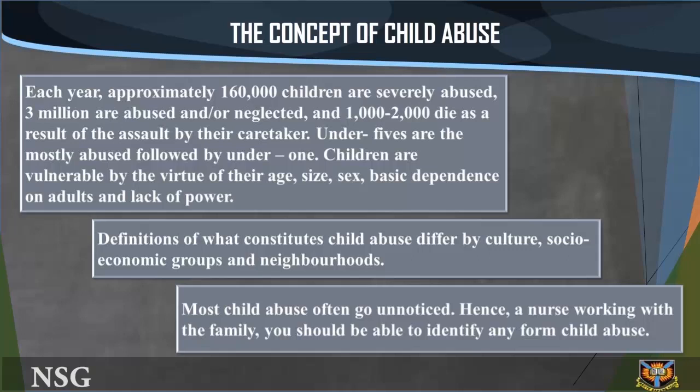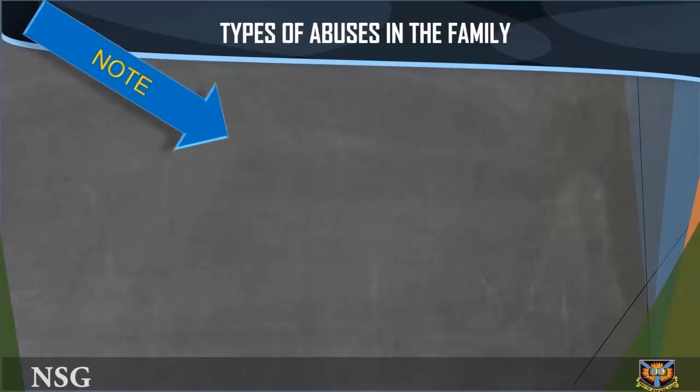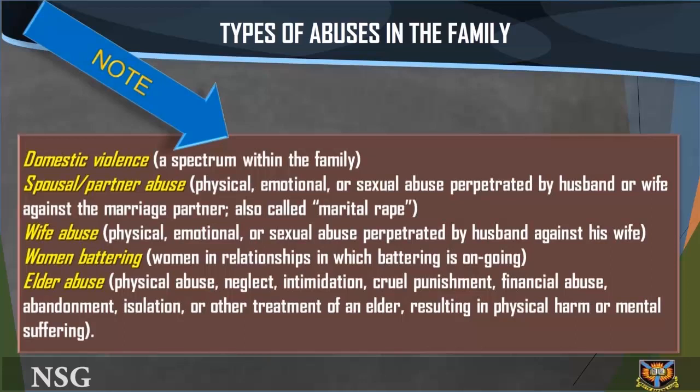Definitions of what constitutes child abuse differ by culture, socio-economic groups, and neighborhoods. This is largely because children are regarded as their parents' property, and so the community has been reluctant to interfere in matters concerning child rearing. Most child abuse often goes unnoticed. However, as a nurse working with the family, you should be able to identify any form of child abuse. The next session discusses how a nurse can carry out assessment of child abuse within the family.